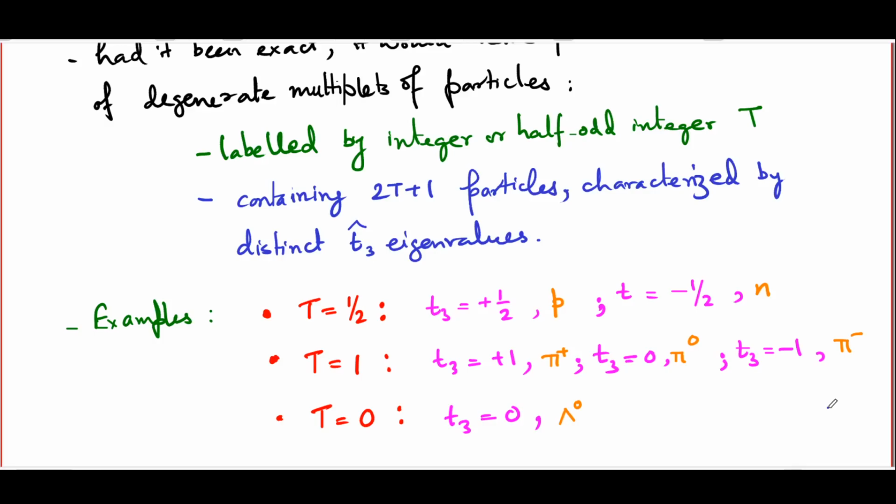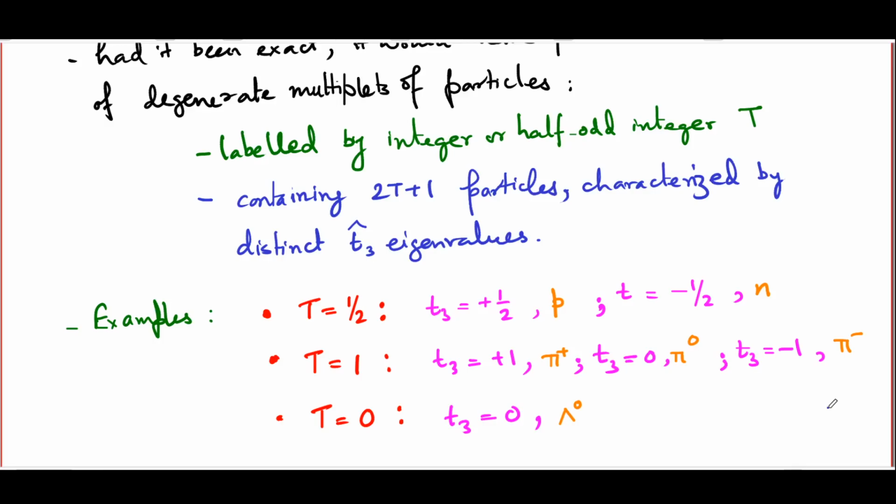One thing that you can see from these examples is that each of these T3 values corresponds to different charges. In fact, when T3 changes by 1, the charge also changes by 1. Notice that in the proton-neutron doublet, the difference in T3 is plus half minus minus half, that's exactly 1, and that's the difference in charge between the proton and the neutron, and that actually also carries on to the other multiplets. So the T3 eigenvalue is related to the charge.